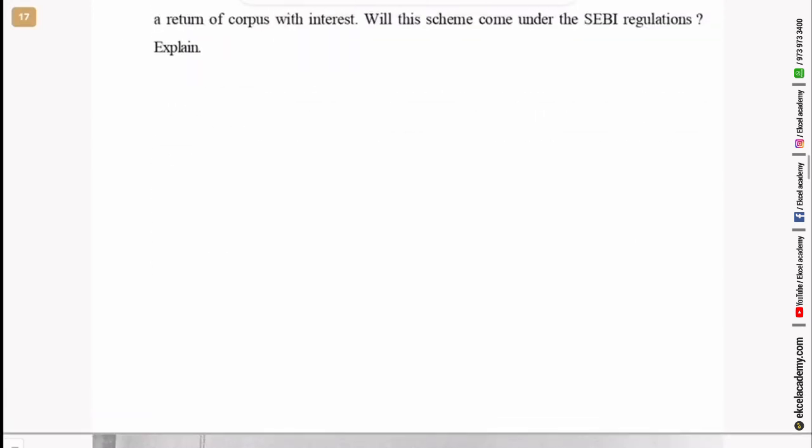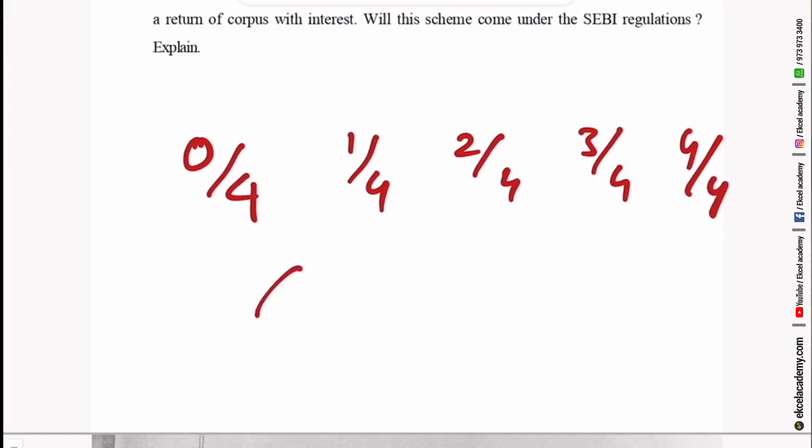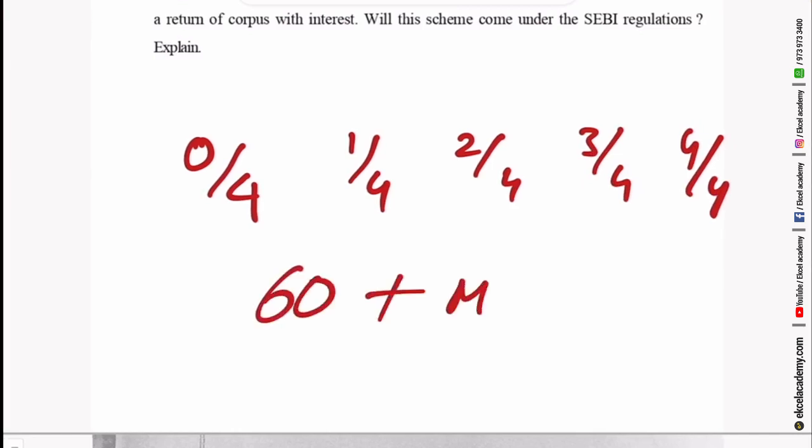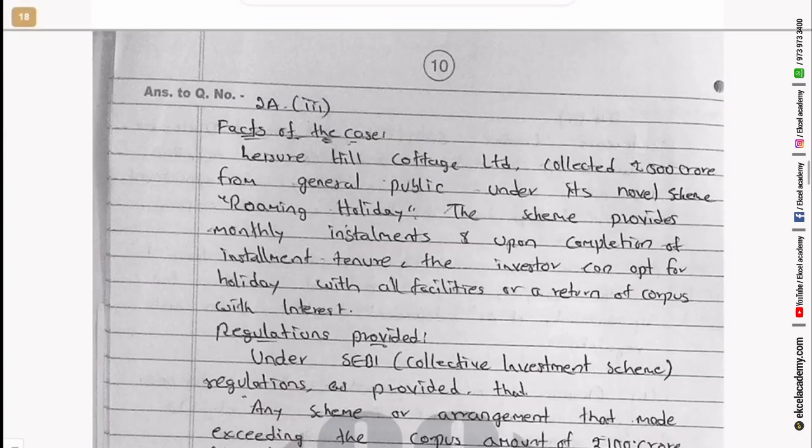So please remember, in some questions you will get 0, some questions you will get 1, some questions you will get 2, some 3, and some questions 4 out of 4. So when you add up everything, you can get 60 plus marks. So don't worry if some of your answers are wrong or if you are very disturbed. Don't worry, something else will work out. So this is how the rule of averages is going to work.